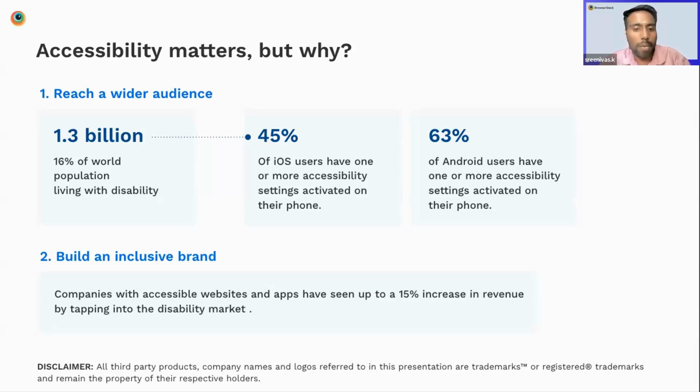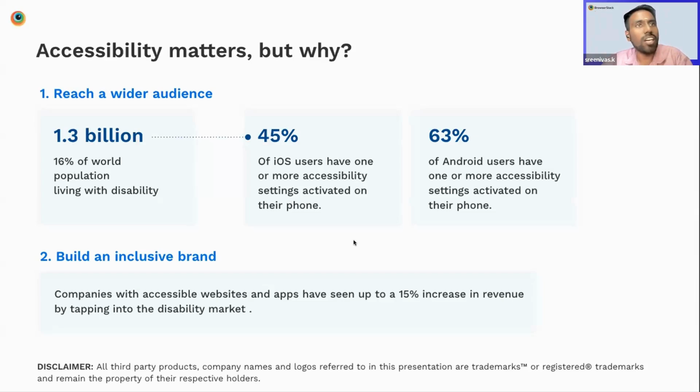Point number 2 being, by building an inclusive mobile app, you can boost your brand reputation. There are a lot of companies that we work with who are so interested in accessibility because they see a better return on investment as well. By building an inclusive mobile application, they see higher retention, higher engagement, and even the top of the funnel has been going higher. So from the brand reputation point of view also, it gives you a lot of value.